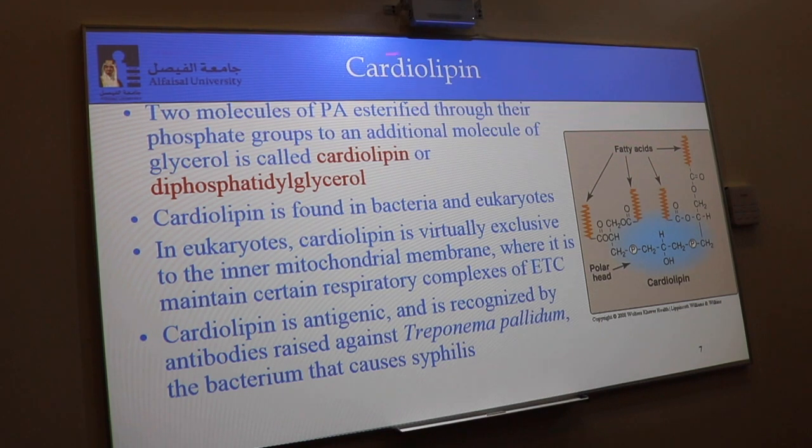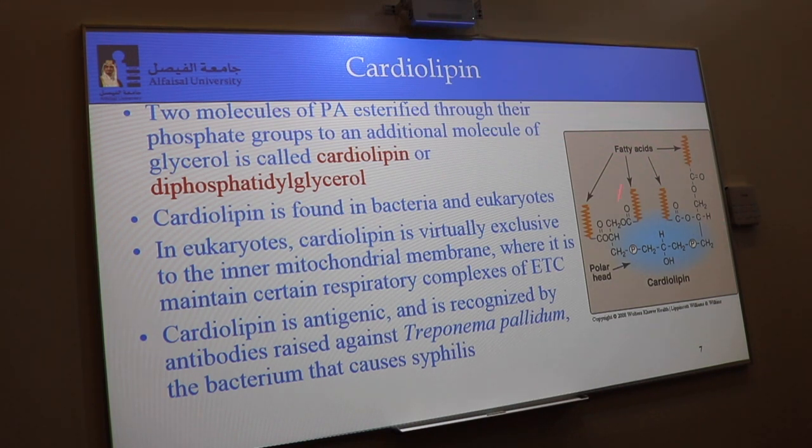Another type of glycerophospholipid that is much more complicated. Why is it much more complicated? It's called cardiolipin because it was first isolated from the heart, but it's present in many other cells. It's found in bacteria, and it's present in the inner mitochondrial membrane, and it plays a role in the respiratory complex of the electron transport chain. So it's involved in the electron transport chain.